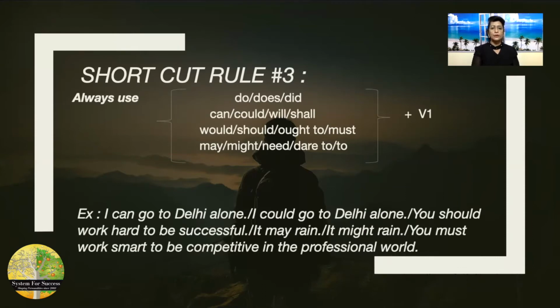You should work hard to be successful. It may rain. बारिश हो सकती है, लेकिन अगर आपने इसी सेंटेंस को पास्ट टेंस में करना है, the sentence will be it might rain. तो आपने may को might करना है, rain का rained नहीं करना है. You must work smart to be competitive in the professional world.